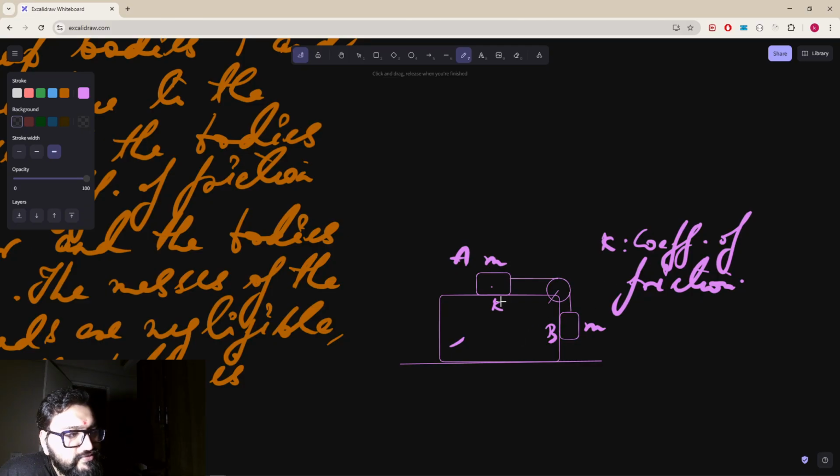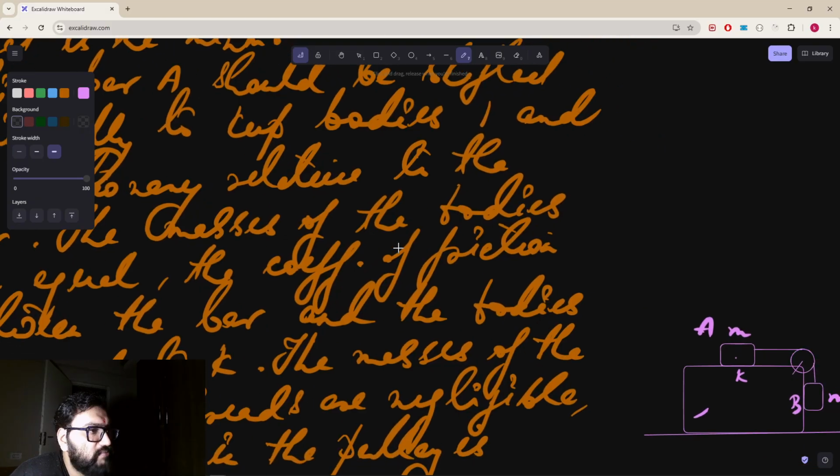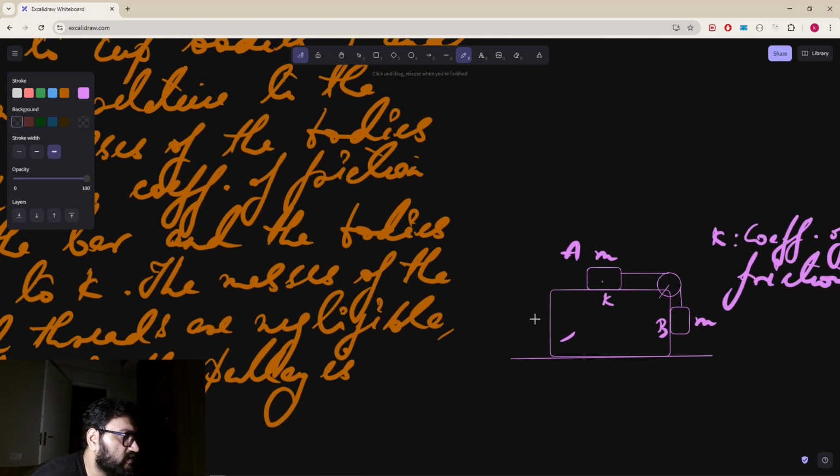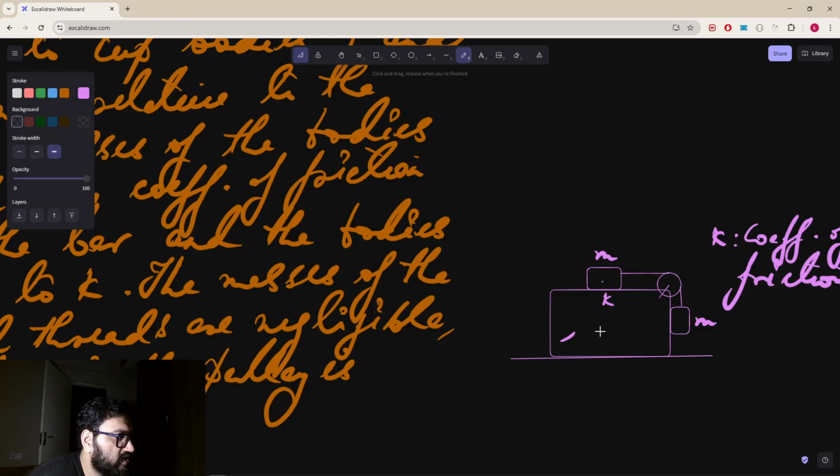So I've been asked to find out the minimum acceleration with which this bar A, sorry, this is not B, this is bar A, should be moved in the rightward direction such that the two bodies, that is, let's call it body 1 and body 2, are stationary with respect to this bar A.